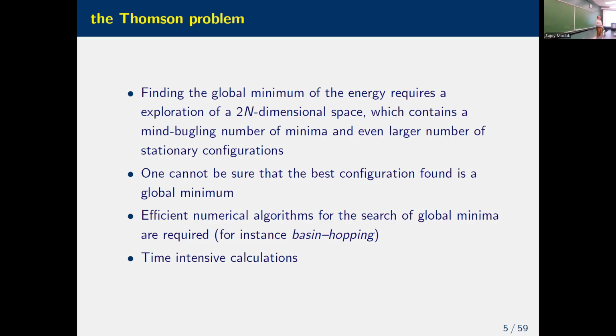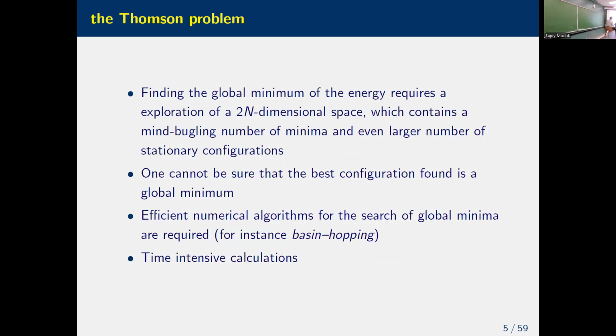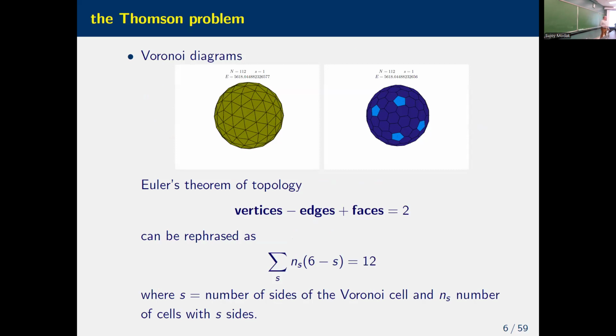You need to use efficient algorithms for the search of the global minimum. This normally amounts to using basic computing, and the time you have to dispose is large because these are really extensive calculations. So one of the tools that one can use to visualize this configuration is using Voronoi diagrams.